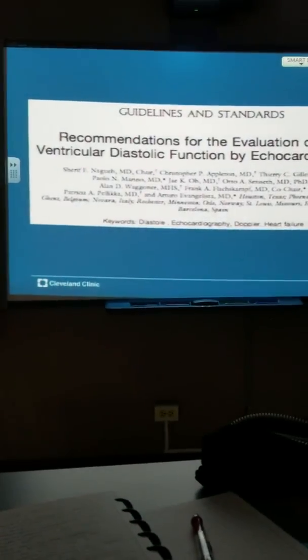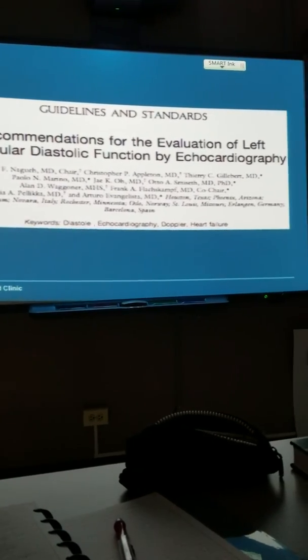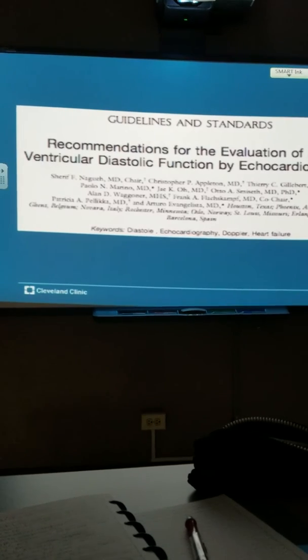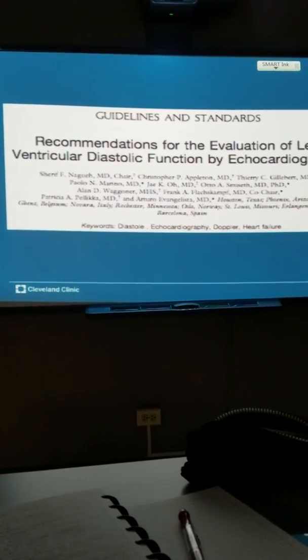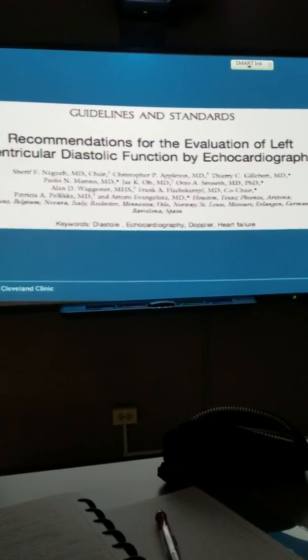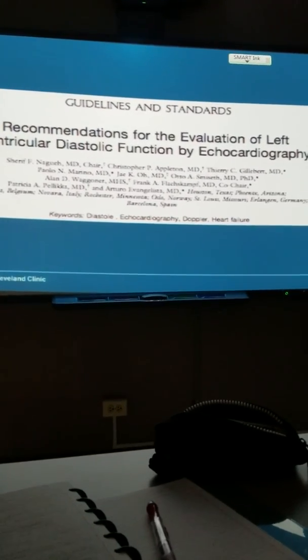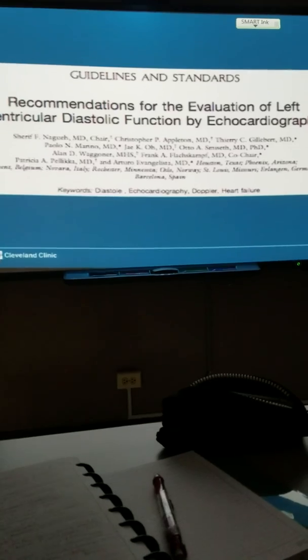And an excellent source to follow is the guidelines and standards out there for the consensus for the evaluation of left ventricular diastolic function. This is what we refer to in our lab, and it is now part of the accreditation for the labs.